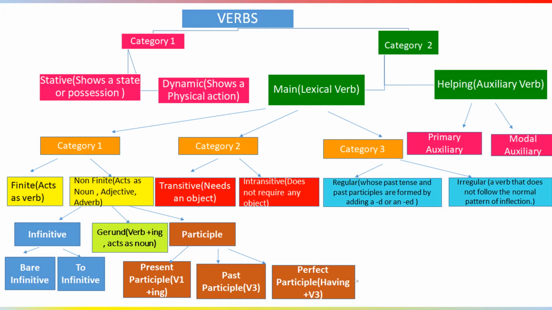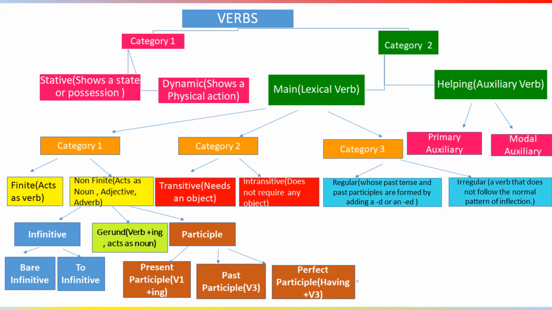Category 3, regular and irregular verbs. Regular verbs are those verbs whose past tense and past participles are formed by adding a d or an ed. Irregular verbs are those verbs that do not follow the normal pattern of inflection.